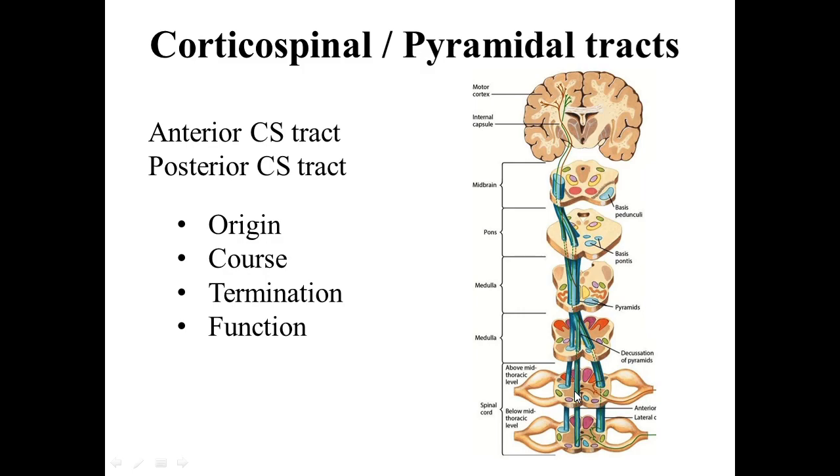Now these fibers, whether lateral corticospinal tract or anterior corticospinal tract, terminate in the interneurons and alpha motor neurons in laminae 4 to 7 and lamina 9 of spinal gray matter. Now what is the function of these tracts? The lateral corticospinal tract is concerned with fine motor functions of distal muscles of the limb, whereas the anterior corticospinal tract is concerned with gross motor functions of proximal muscles of the limb.